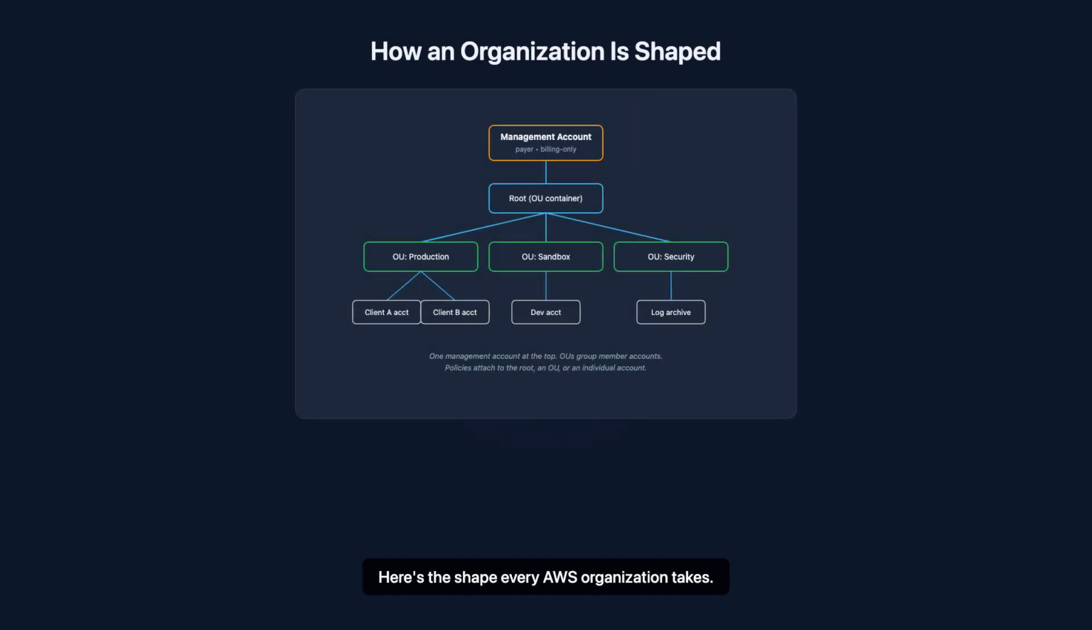Here's the shape every Amazon Web Services organization takes. At the very top sits one management account, sometimes called the payer account. It creates the organization, it gets the bill, and by default it's the account that attaches guardrails. For specific services, the management account can also delegate policy administration to a designated member account, but that's an opt-in for each service. Underneath sits the root, which is just the top-level container for your OUs.